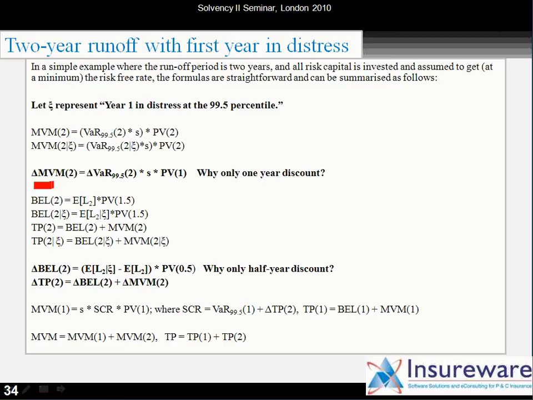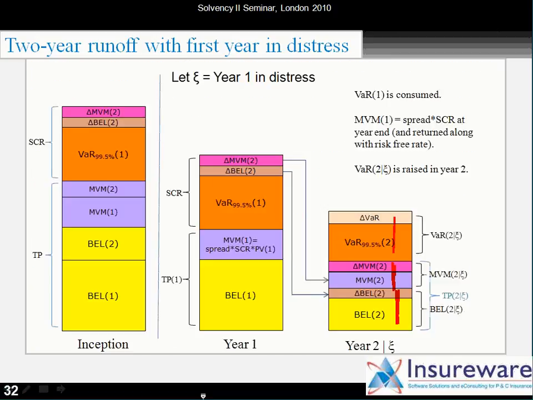Incidentally, delta MVM2 is only discounted by 1 year, whereas MVM2 is discounted by 2 years. Why is that? Well, MVM2 is part of the technical provisions. Okay? MVM2 you only pay at the beginning of the second year to the capital providers. You raise the capital at the beginning of the second year, you pay it back at the second. So MVM2 you actually hold for 2 years.